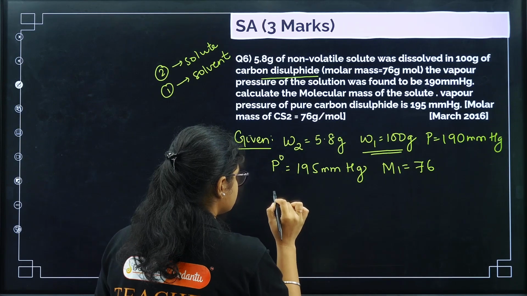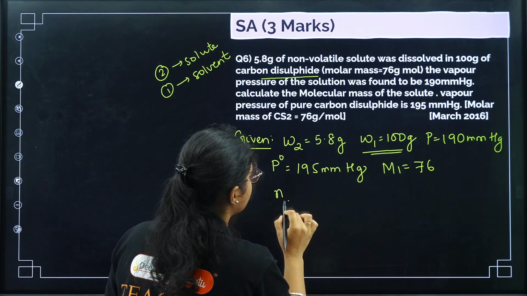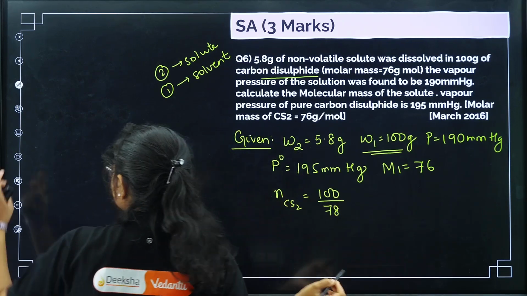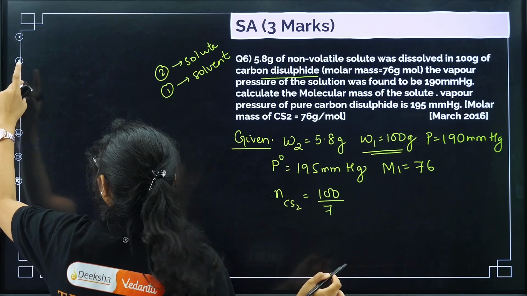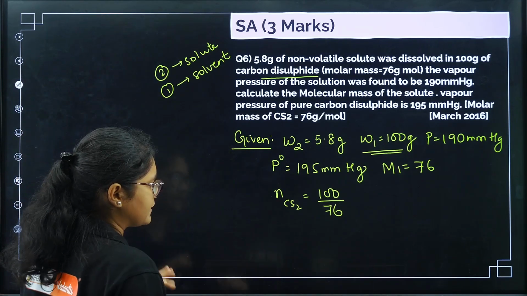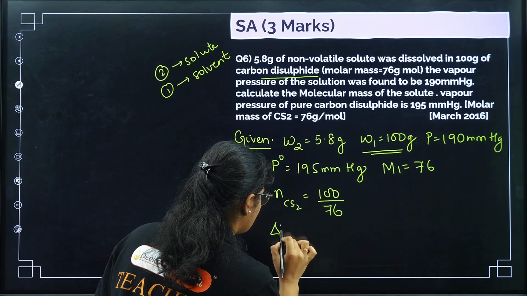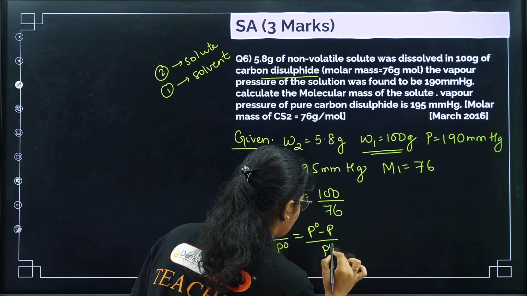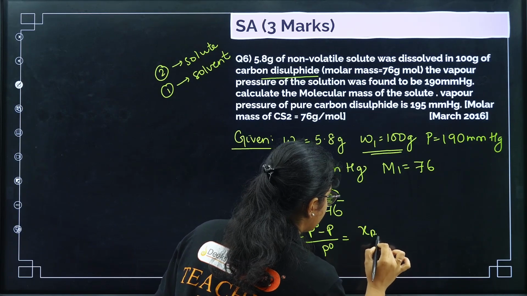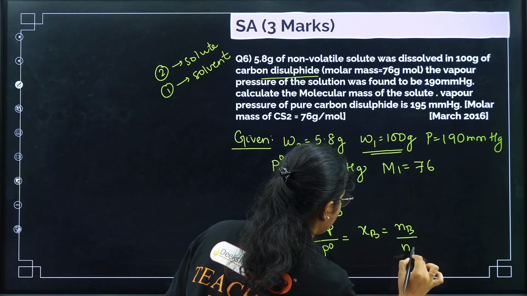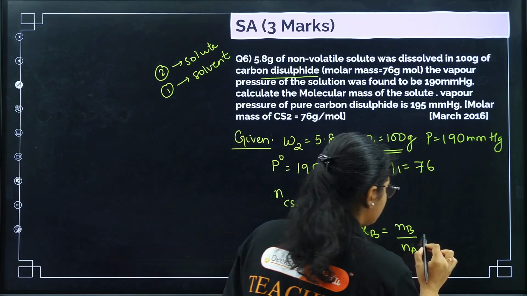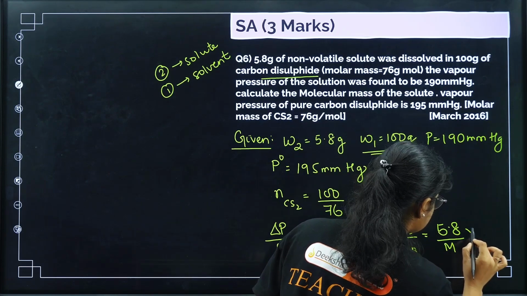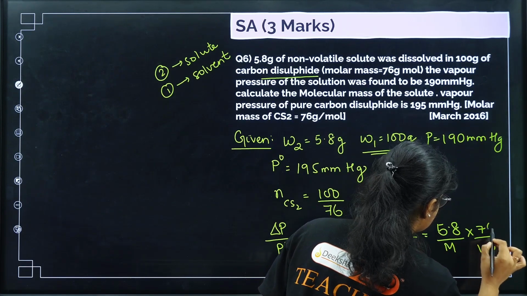So we have this formula. First we'll calculate the number of moles of the carbon disulfide, that is given mass by molar mass. So 100 by 76. I'll keep it like this. Now we'll write the formula. Delta P by P naught is equal to P naught minus P by P naught, which is equal to XB, and XB is NB by NA, right? So NB value will be 5.8 by molar mass, divided by 100 by 76.